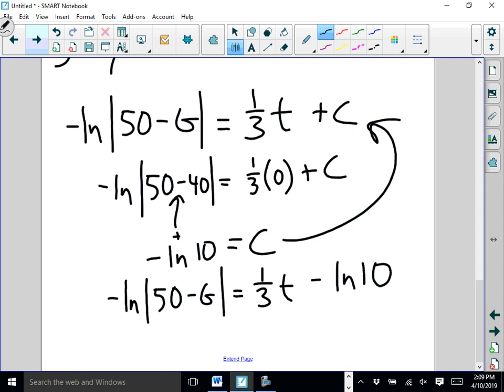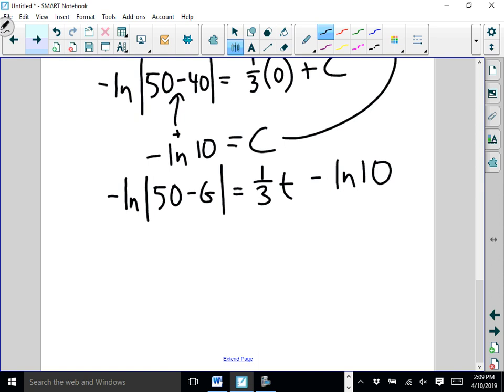Again, I've gotten almost every single point. To get that very last point, I got to solve this equation for g. Step number 1, get rid of that negative in front of the natural log. You got to do that step first. Very important to make this just way easier on yourself. So by doing that, I just have to multiply everything by negative 1. Doing so causes the 1/3 t to become negative 1/3 t, and the negative ln 10 becomes plus ln 10.